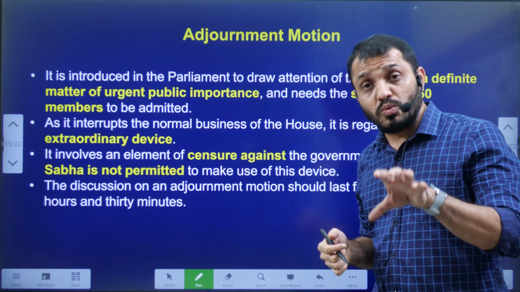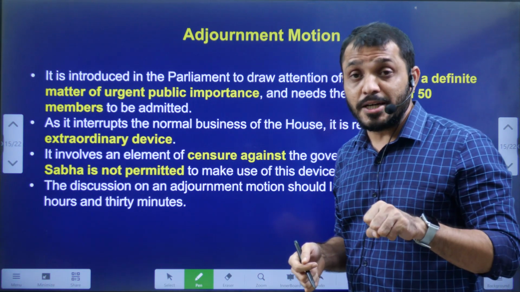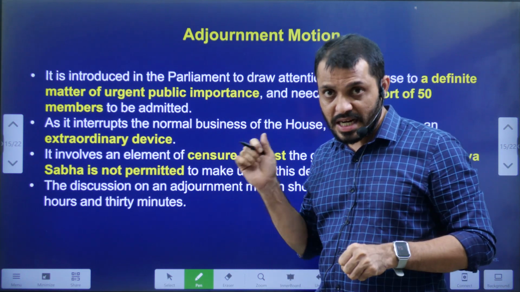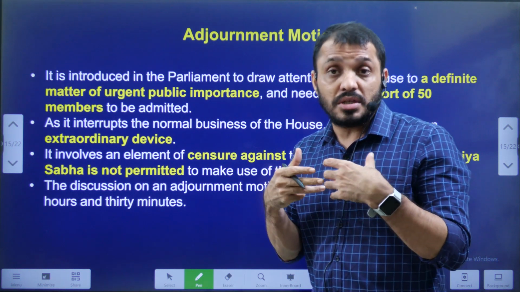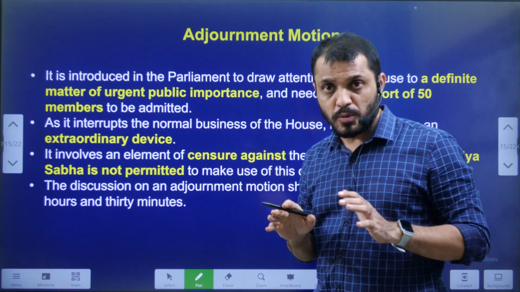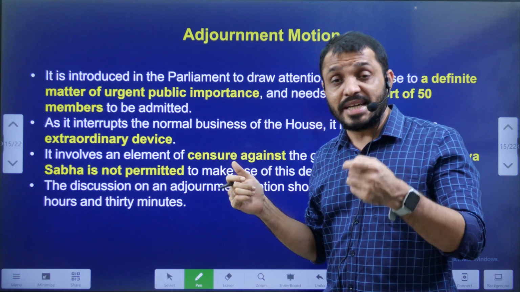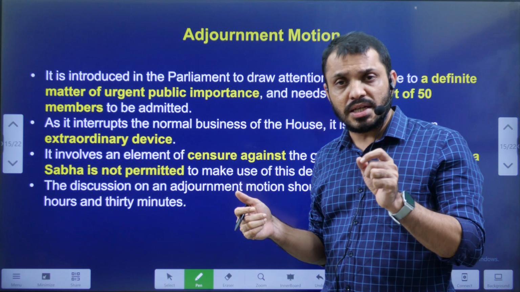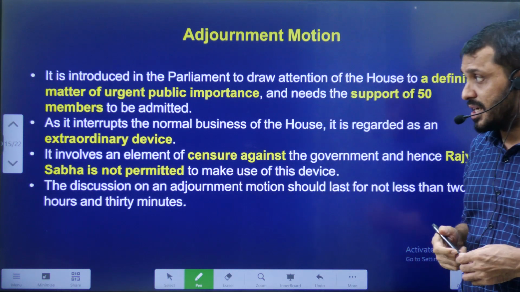So Rule 176 and Rule 267 are confined to Rajya Sabha. The equivalent to 267 in Lok Sabha is the adjournment motion. Adjournment motion means if a member introduces it, all the listed business in the house will be postponed, and that issue will be taken up by the house and discussed. Okay. Adjournment motion is generally considered a severe censure and criticism of the government.